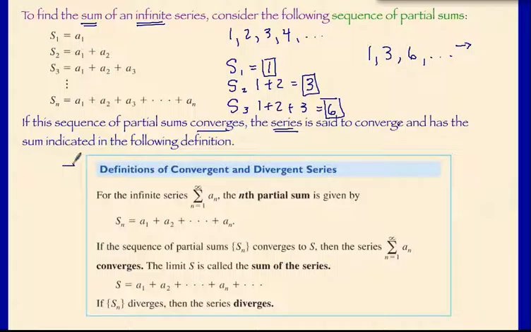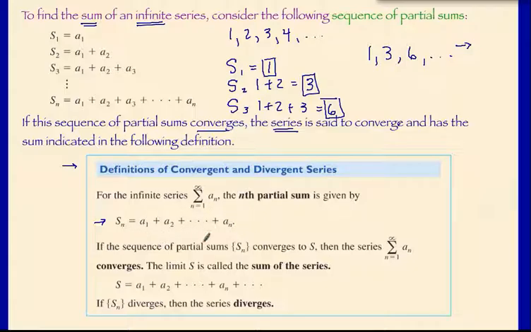But let's look at the definition of convergent and divergent series here. For the infinite series, the nth partial sum is given by this, right? So we could say S sub 1, S sub 2, S sub 3, and then S sub n is this partial sum, adding up n amount of terms.